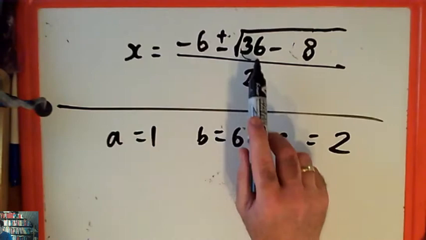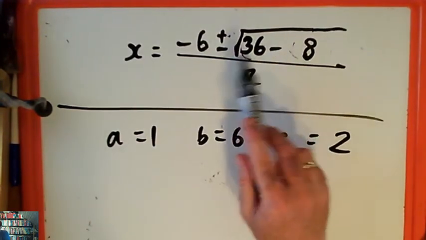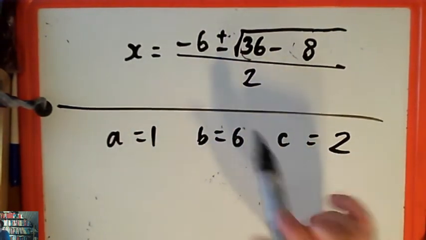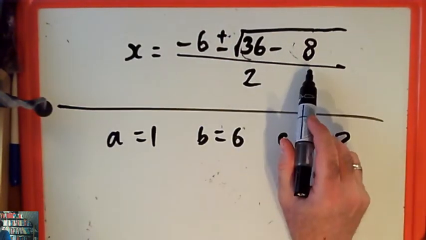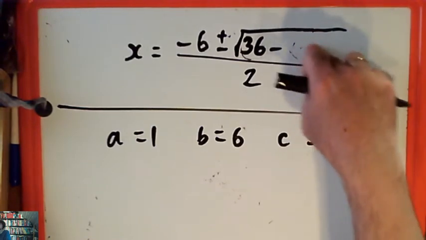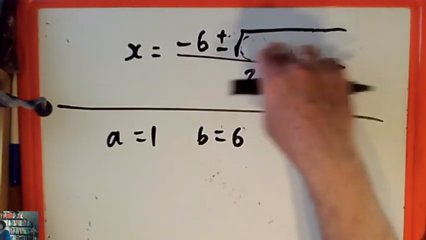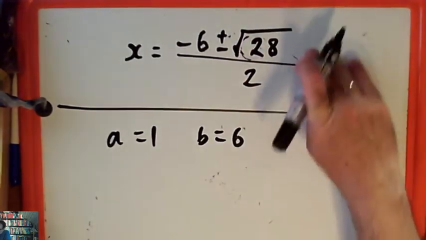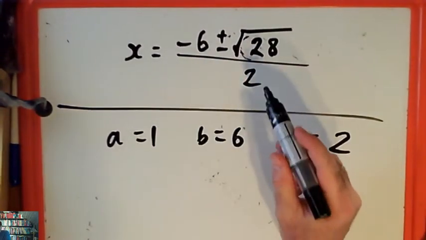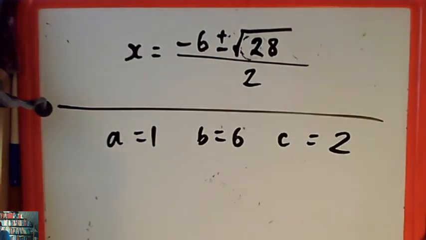So we've got that. We've got the square root sign, which is kind of like having brackets there. It's a calculation you've got to do before anything else. So 36 minus 8 is 28, so I'll just replace that with 28 there. So we've got minus 6 plus or minus the square root of 28 all divided by 2. Okay, so that gives us two answers.